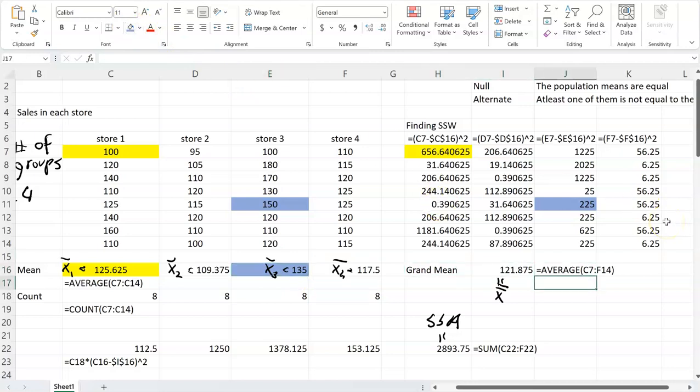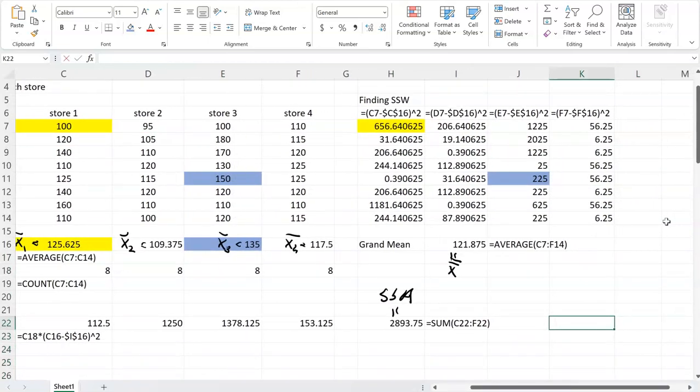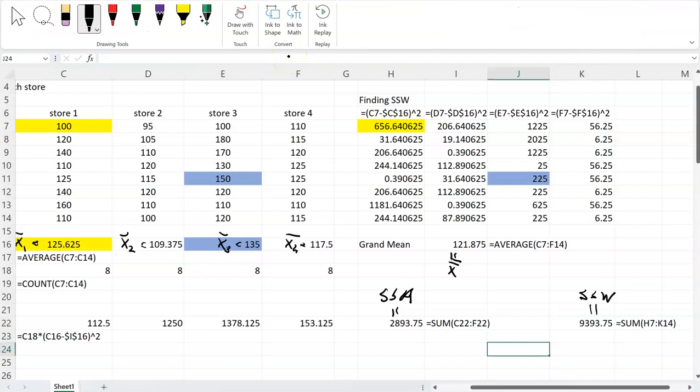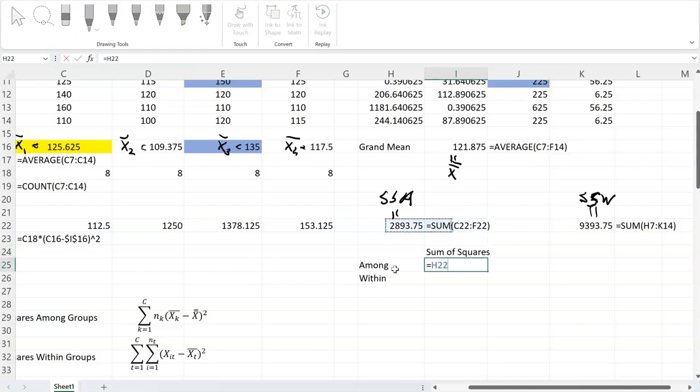Now to find SSW, what I need to do is just sum all those numbers. So this is what we would call sum of squares within, or SSW. So now we can make a little table of sum of squares. Sum of squares among is going to be this number. Sum of squares within is going to be that number. And we can also find the total, which is just going to be the sum of these two numbers.